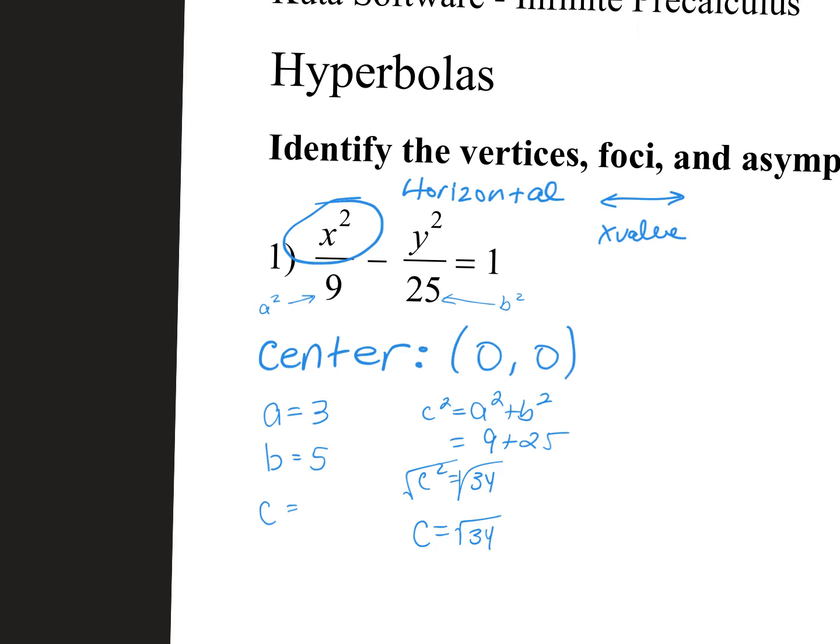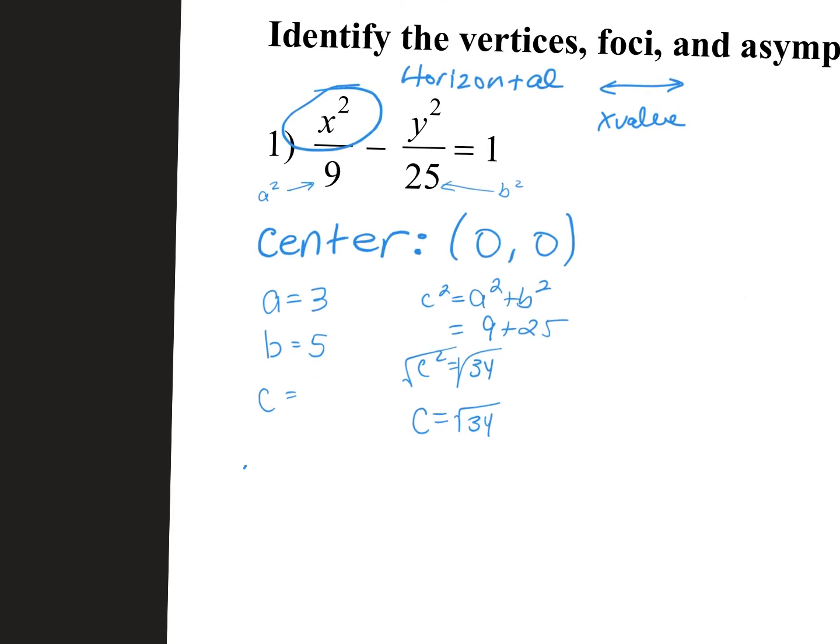Vertices, foci, and asymptotes. So vertices, I write this down. When I worked this out, I wrote this. I said vertices, and then I circled the letter what? A. The A value tells me how far left and right or up and down my vertices are from the center. Since it's a horizontal, we're going to be adding and subtracting to the x value of the center. So my vertice, if I subtracted 3 from 0, it would be at negative 3, 0. And if I added 3, it'd be at positive 3, 0. Anybody have any questions about that?